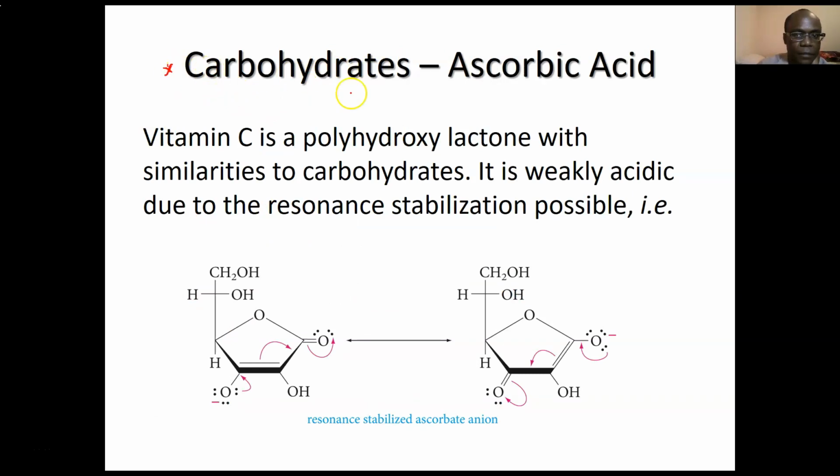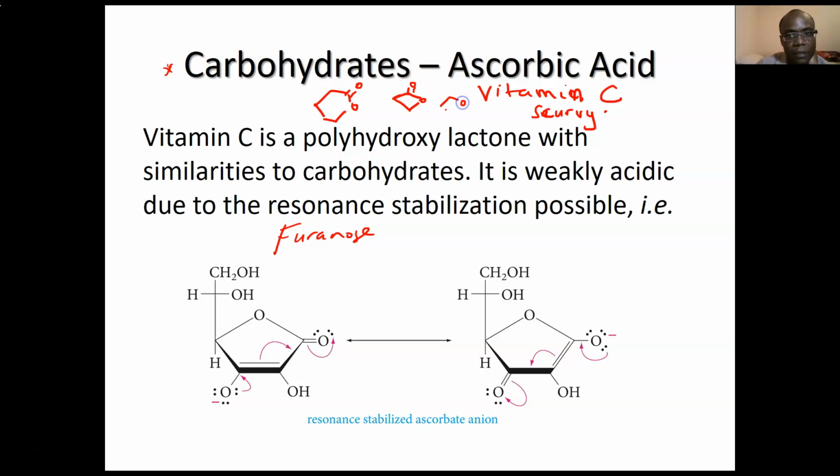Ascorbic acid looks like a carbohydrate. Of course, it's a furanose, a 5-membered ring, and that's what we know as vitamin C. Vitamin C helps to prevent scurvy. It's a necessary ingredient for your body. It's a lactone. Remember, we said lactones are cyclic esters. It can be a 6-membered ring, even a 4-membered ring, or a 5-membered ring. It doesn't matter. A cyclic ester is called a lactone. So vitamin C is a polyhydroxylactone, which means there are many OHs.